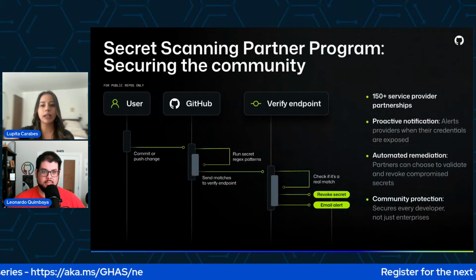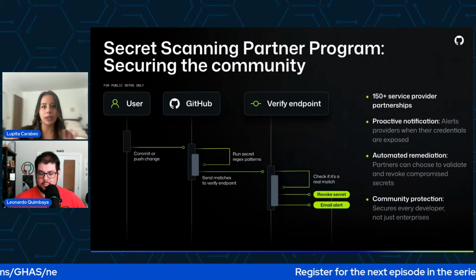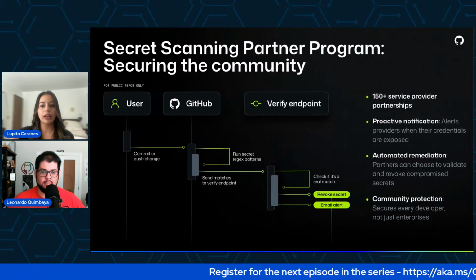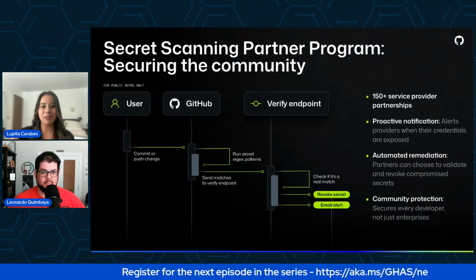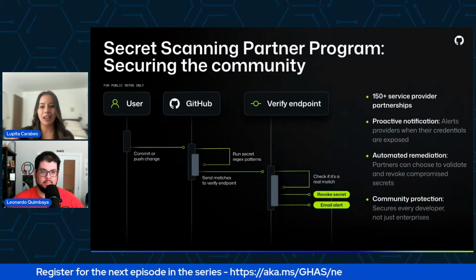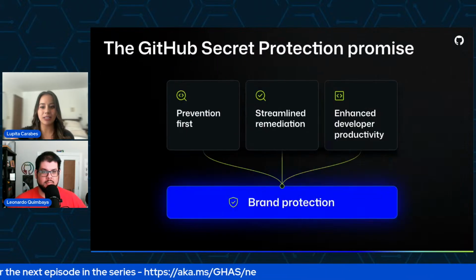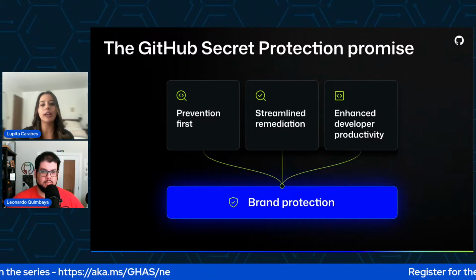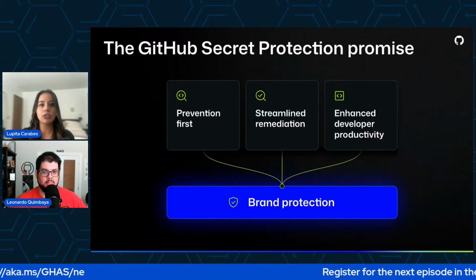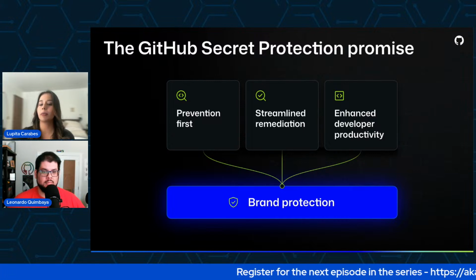Here's part of the secret scanning program and how those partnerships are formed. As mentioned, we've had some new partnerships recently be released, so that's exciting. Ultimately, the GitHub secret protection promise is prevention first, streamline remediation, and enhance developer productivity.